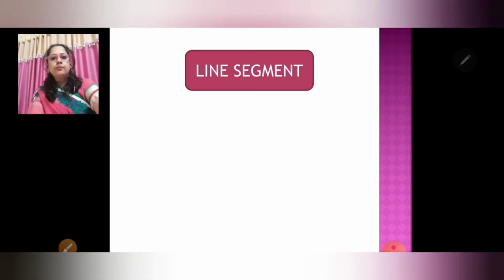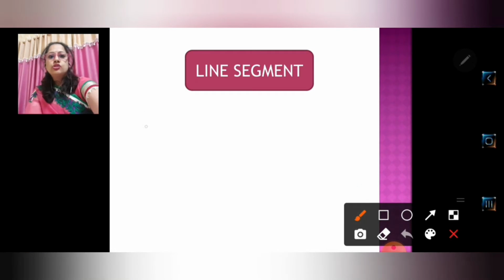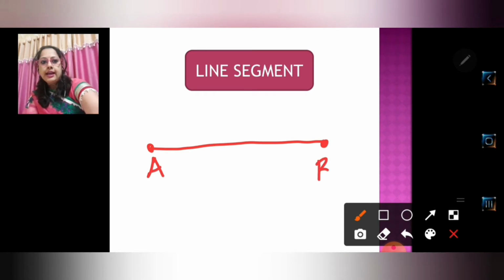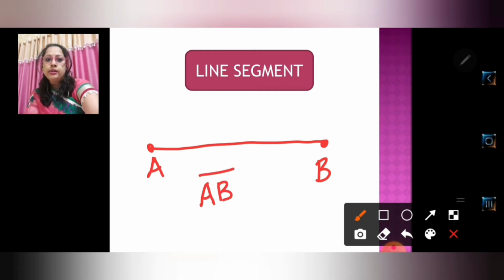Line segment. So children, if we join any 2 points, we get a line segment. A line segment is a straight line having 2 endpoints. We have already learned that we name a point by a capital letter. So here we can name these A and B. So here the line segment can be named A and B, and symbolically it can be represented as A and B with the symbol of a line segment on the top.